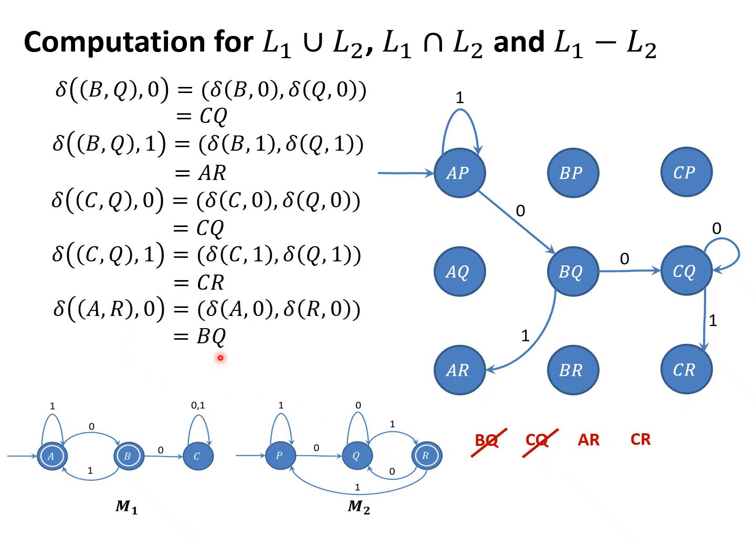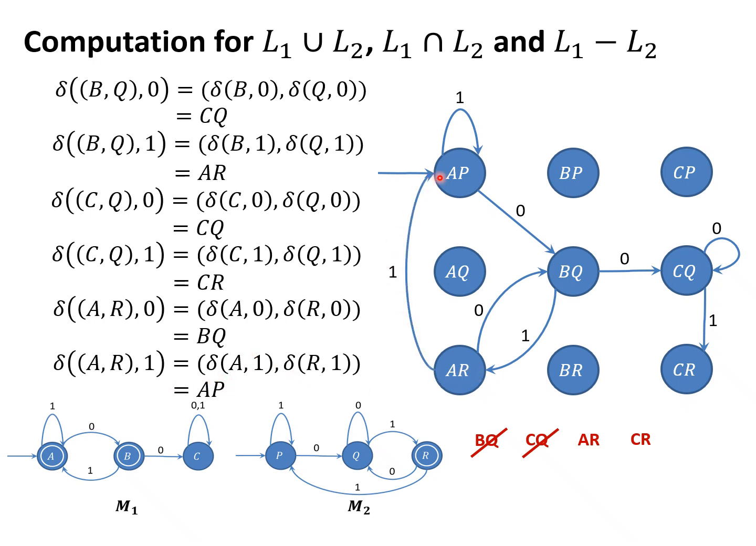AR on 0 it will go to BQ. AR on 1 will go to AP. Right? So AR is over. What is the next new state here?